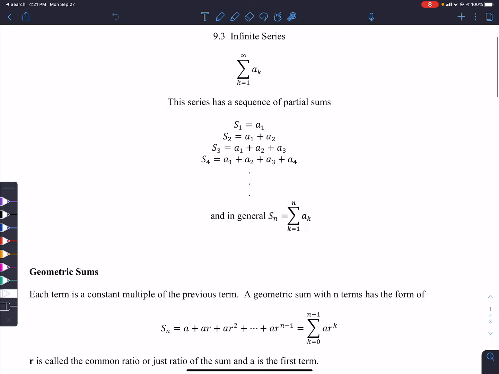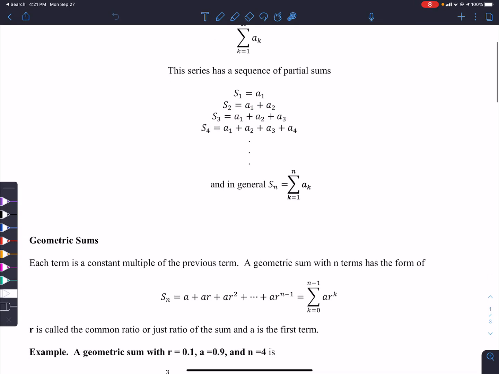And then there's a concept of partial sums. S sub 1 is just adding the first term. S sub 2 is adding the first two terms, so that's a partial sum. You're doing part of the whole series. S sub 3 is the first three terms added, and so on and so forth, and you get the picture. And so S sub n is adding the first n terms.